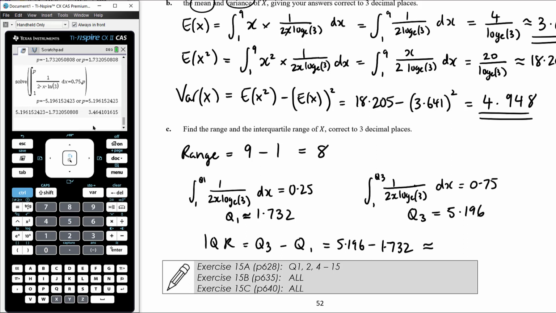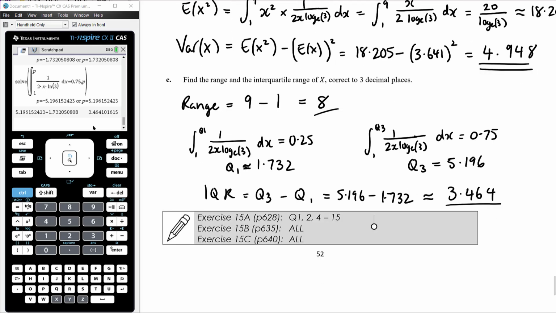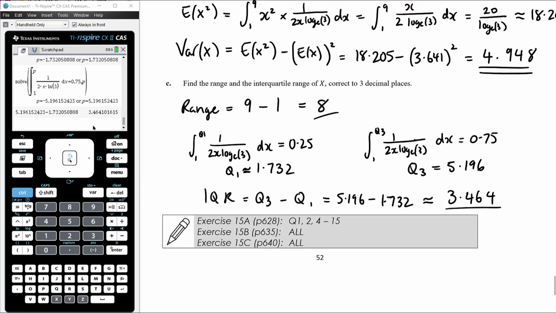Okay, so to 3 decimal places, 3.464 is my interquartile range. So range is 8, all of the x values fit within a span of 8 values, but the middle 50% are in a span of about 3.5 values. Okay, so usually I would set this work from exercise 15A, B and C. It's not work that will be accessible in the exam, so I'm not going to set the work.